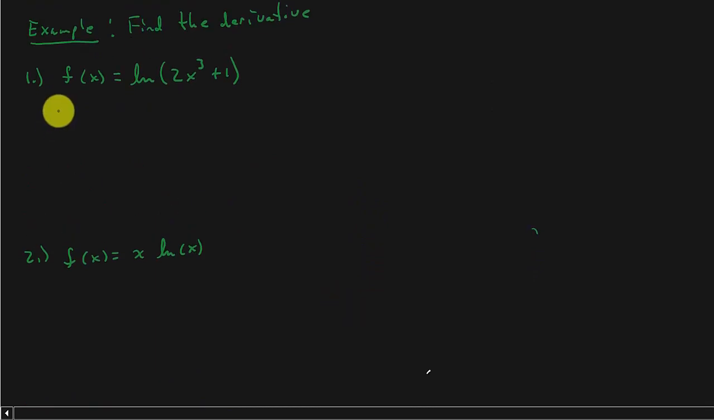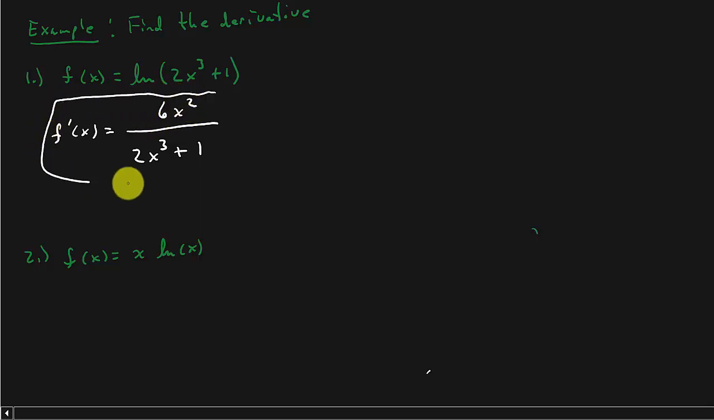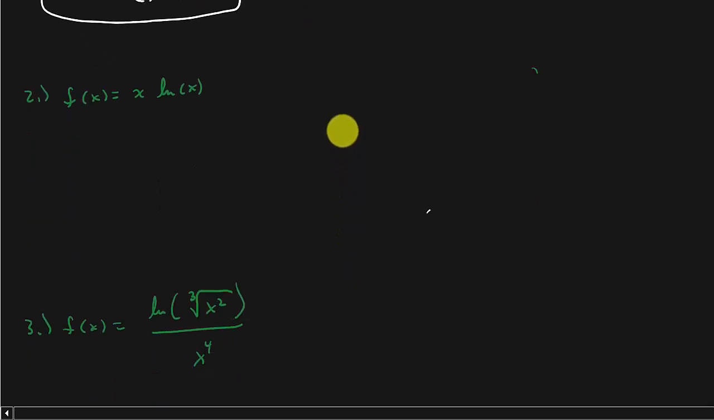So here we have f prime of x is equal to, whatever you're taking the natural log of goes in the denominator, and then the derivative of this goes in the numerator. So that's just 6x squared. And there's your answer. And yes, it's that easy. It's not bad at all, is it? All right, let's look at the next one.